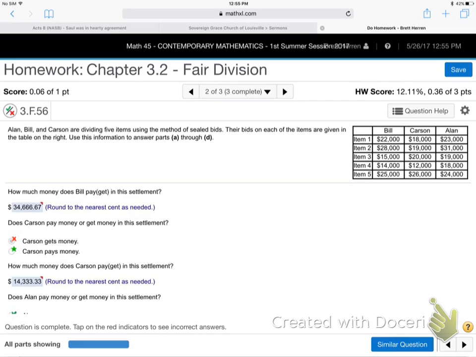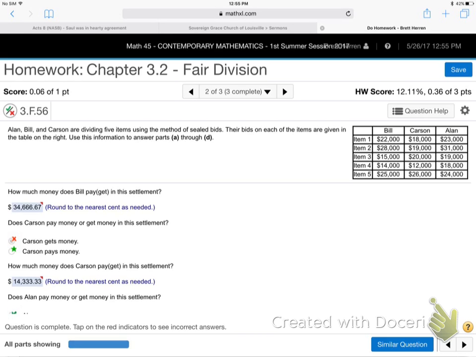Okay. So here we go. All right, there's the items in the table. Let's go item by item. There's 5 items. Who gets item number 1?